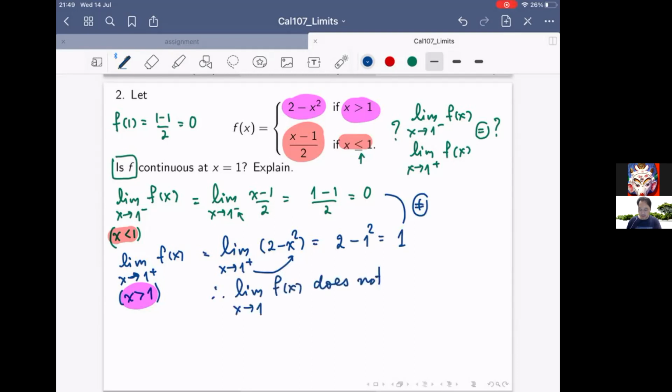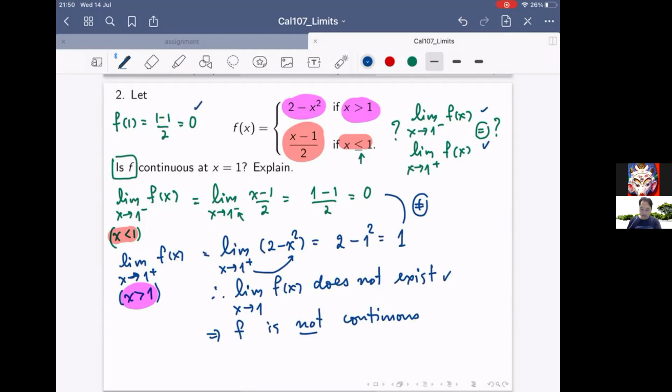If this one does not exist, it means that your f is not continuous, because in order to be continuous, the limit must exist, and it must be equal to the function value.